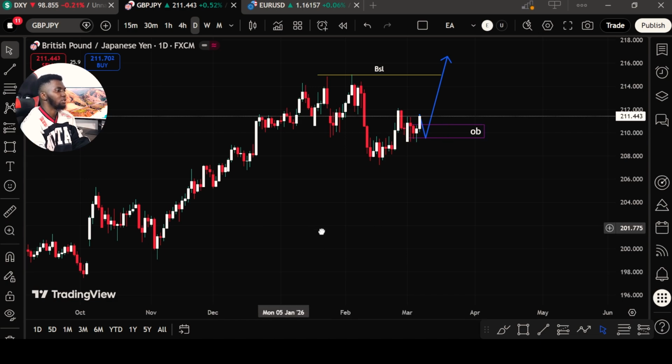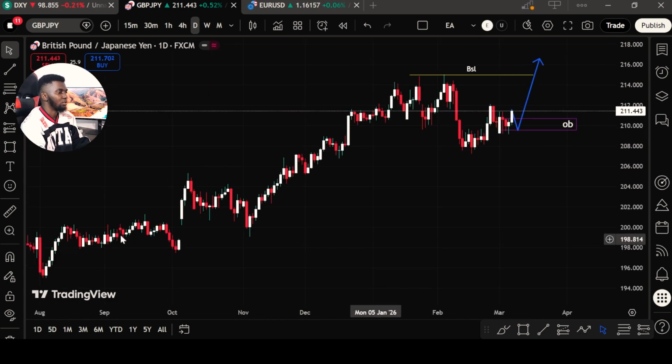If you look at GJ, the overall market structure is bullish. So we are bullish. So look at this, it's an order block. I'm expecting price to, I don't trade on Monday, so I'm expecting price to trade into this fair value gap. Monday, Tuesday, I'm expecting price to trade here and then use this order block. I'm expecting price to trade into this order block for continuation for buys.